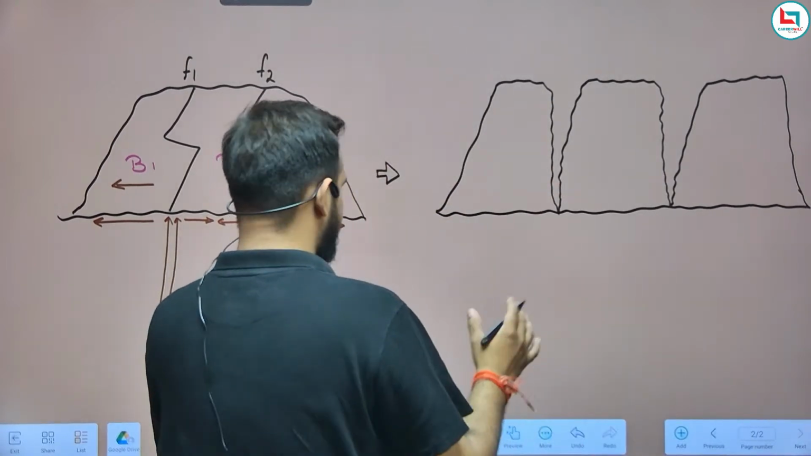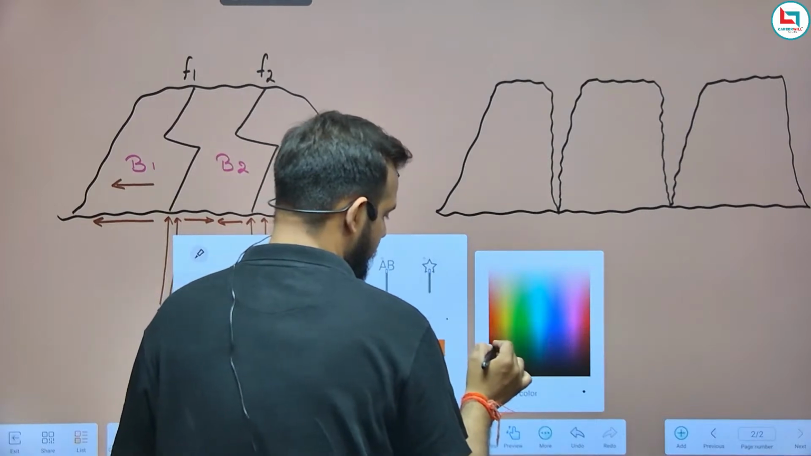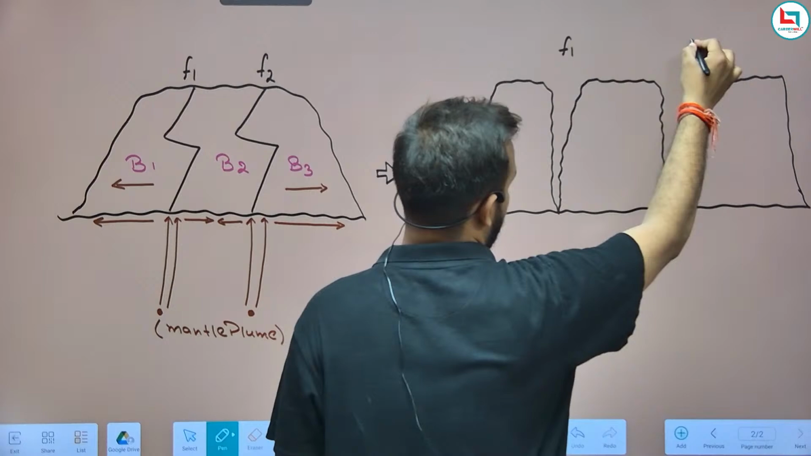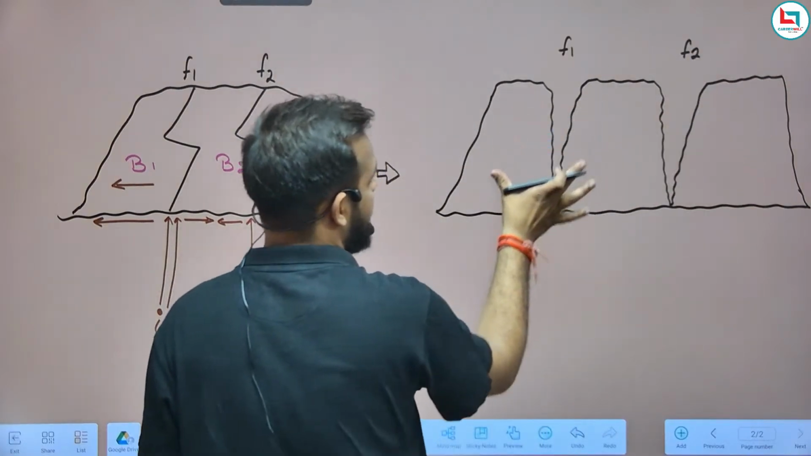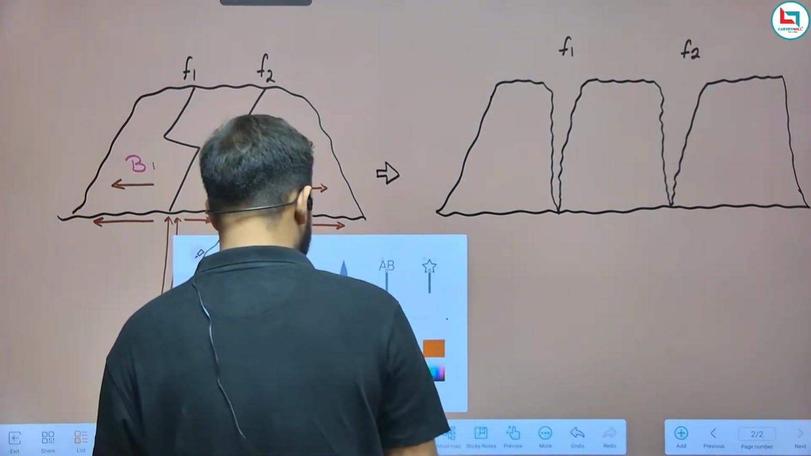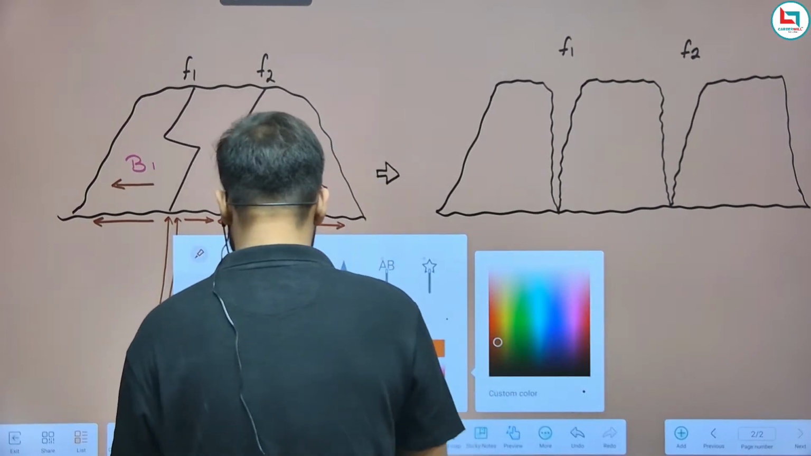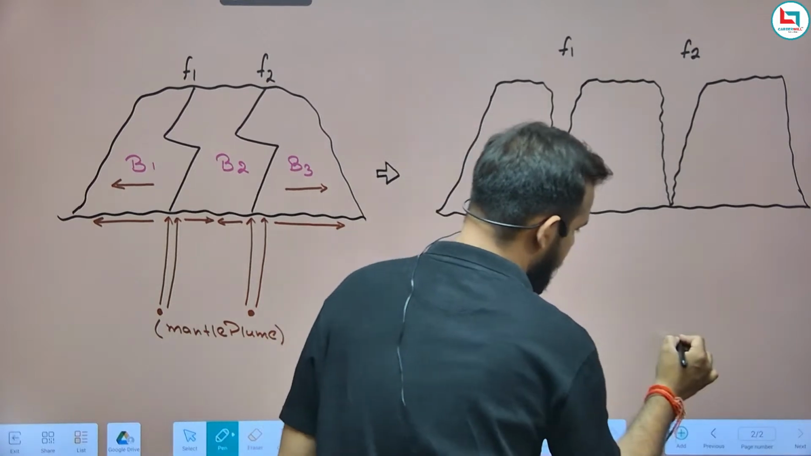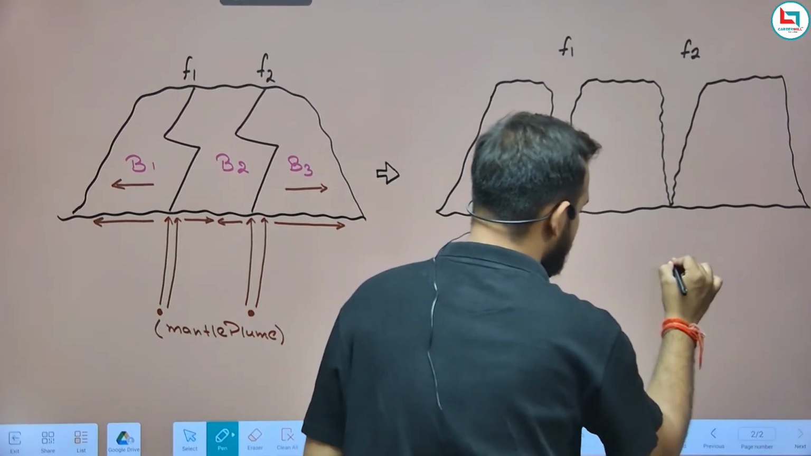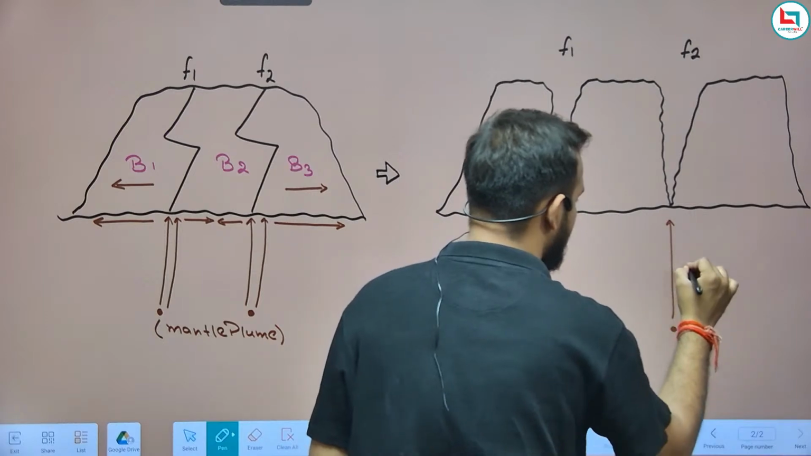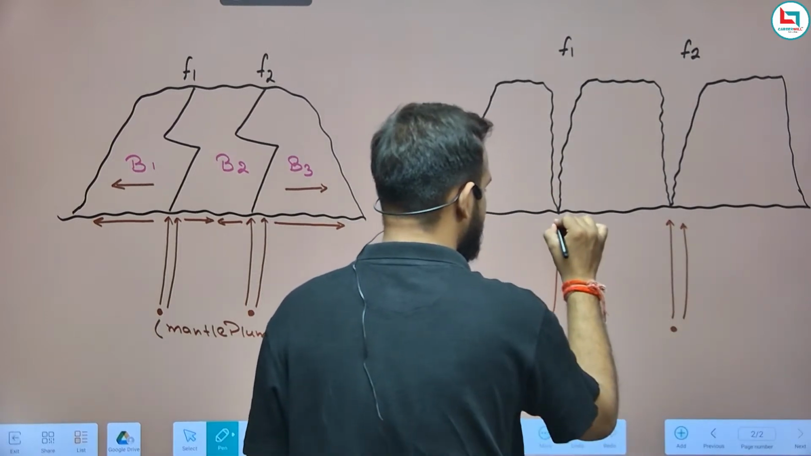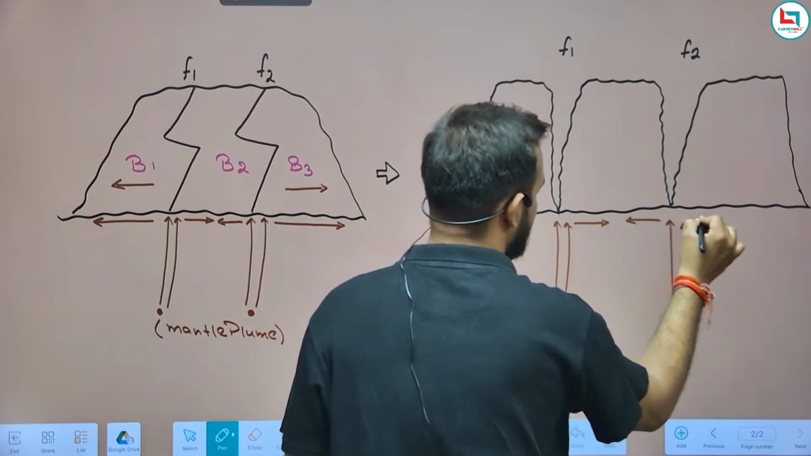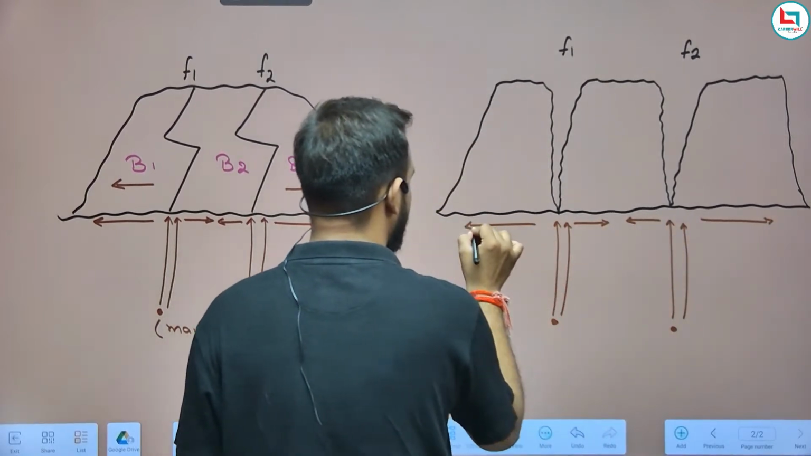Why? Because we have the presence of mantle plume beneath the F1 and F2. Here we have the F1 and here we have the F2. So these cracks are getting widened because of the divergent forces, and to be very specific, because of the orogenic forces, because orogenic forces are diverging the B3 and B1 from B2.